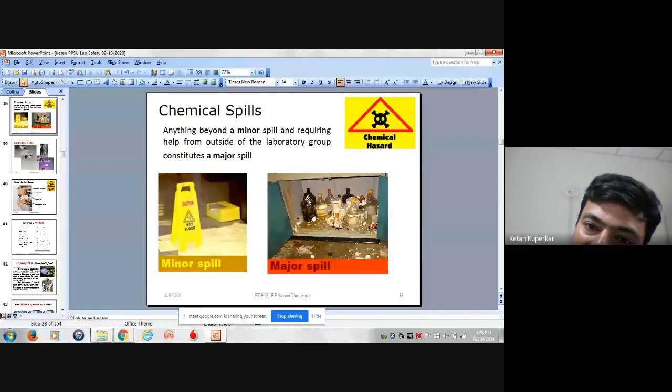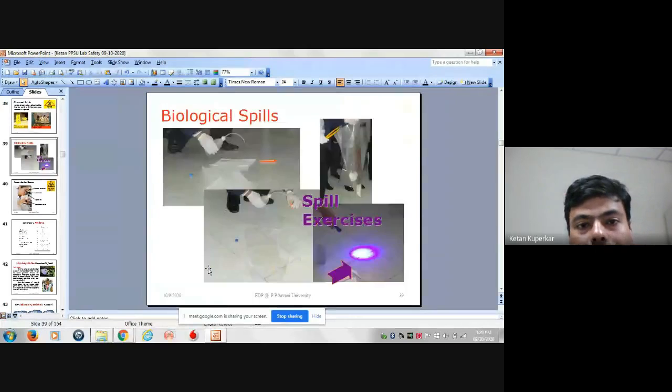Now this is a very fine picture where you can see several yellow color caps with red and black, on bottles where different kinds of chemicals of different natures are preserved. If they spill, this is definitely going to explode if it is not cleared at the minor spill level.